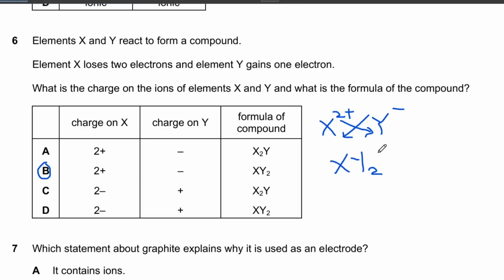Another way to write this is to balance the charges. So we have 2 plus here, and then we have Y minus. So that means we need to add another Y minus to balance the charges. So 2 plus, 2 minus. And if you add everything together, you're going to have X, and then these 2 Y's, Y2. So this is another way to do it. Either you swap the valency or you balance the charges.